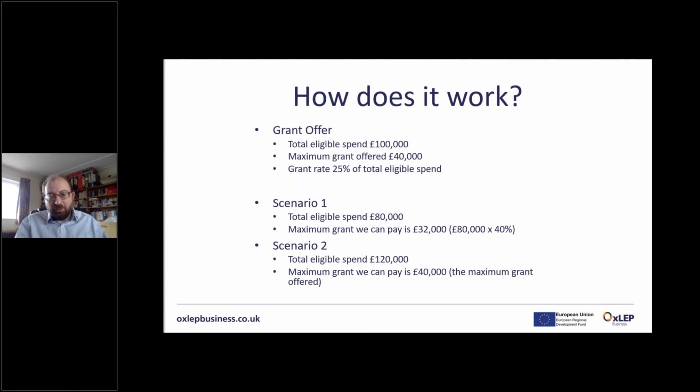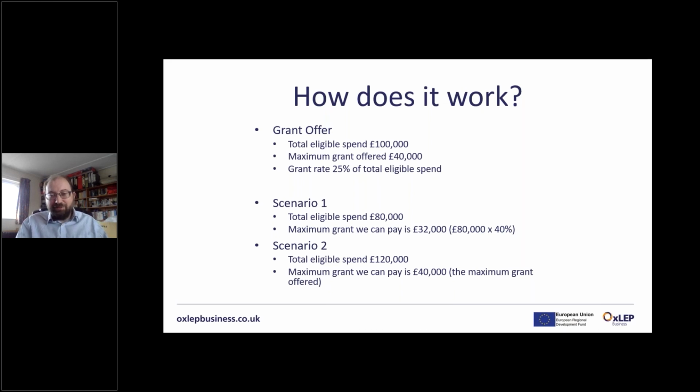We do all understand that the world doesn't work like that. So what usually happens is that there is a slight degree of over or underspend. So if the eligible spend is £80,000, so you've underspent on the project, the maximum grant that we can pay is £32,000, which is 40% of the total that you have spent. So 80,000 times 40% is 32,000.